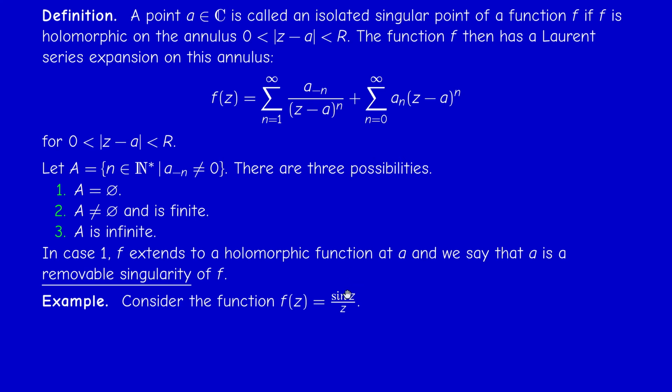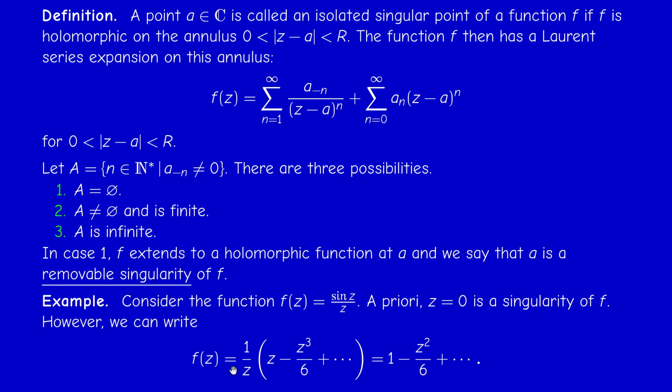For example, the function sin z over z. Apparently, there is a problem at 0 because we are dividing by 0. But this is not really a singularity, actually. It's a removable singularity. Why? Because if I expand sine in its Taylor series, I start with z minus z cubed over 6 plus etc. When I divide by z, I get a regular part, so 1 minus z squared over 6 plus etc. So I can extend f at 0 by setting f of 0 equal 1.